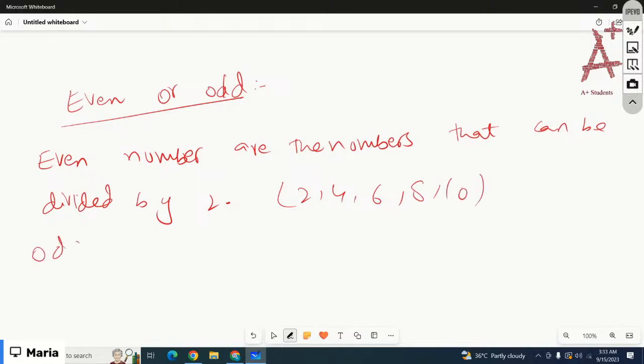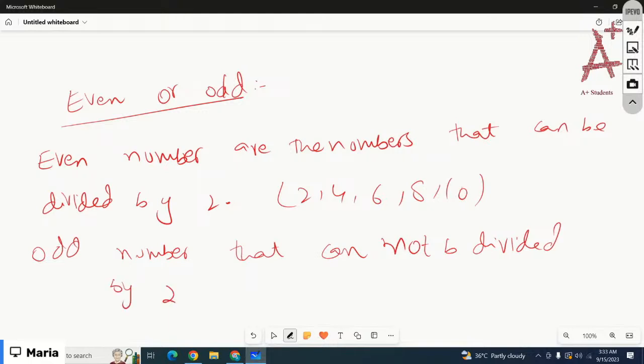Then odd numbers are the numbers that cannot be divided by 2, right? They are 3, 5, 7, 9, 11. These are the numbers that cannot be divided by 2, right? So that is just a review for the even or odd number.